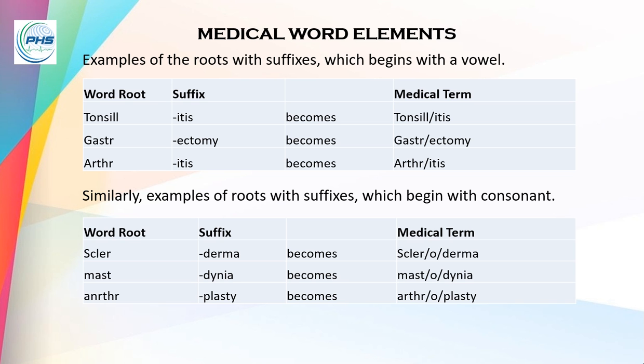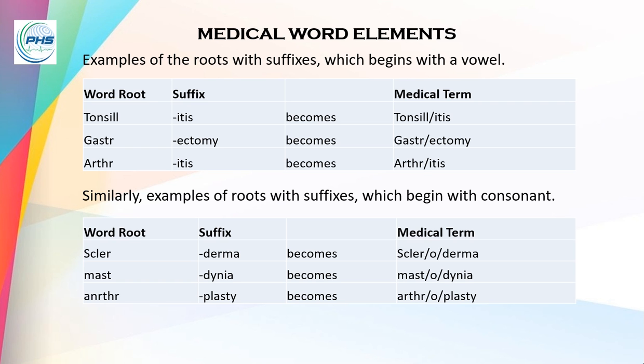And similarly, examples of roots with suffixes which begin with consonants are scler as a root word and suffix derma. Now it becomes scleroderma because the suffix derma is starting with a consonant. So the medical term would become scleroderma. Similarly, another example, mast as a root word and suffix dynia becomes mastodynia.